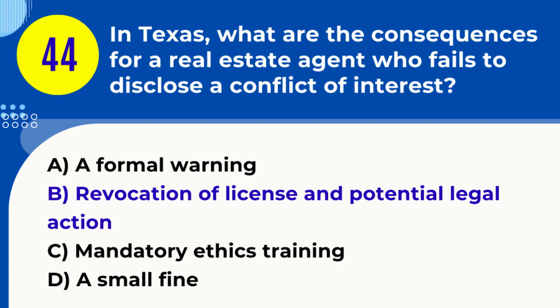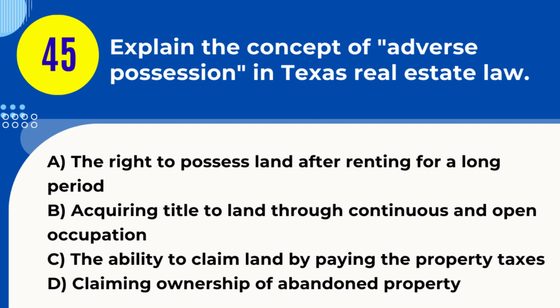Explanation. In Texas, failing to disclose a conflict of interest can lead to serious consequences for a real estate agent, including the revocation of their license and possible legal action for breach of duty. Question 45. Explain the concept of adverse possession in Texas real estate law. A. The right to possess land after renting for a long period. B. Acquiring title to land through continuous and open occupation. C.